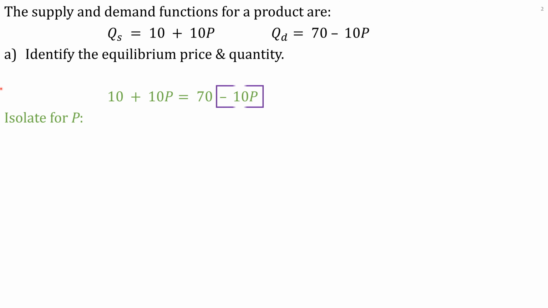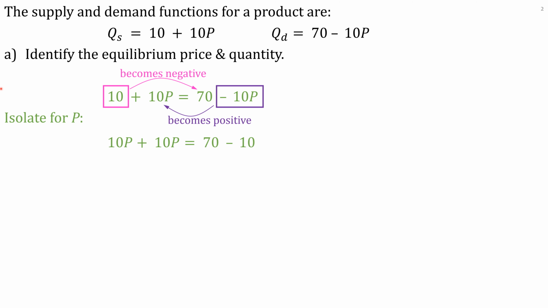Alright, so what it means is that you take your negative 10p and you move it to the other side. Notice that whenever you move something to the other side, it changes sign. Here, because it's negative, it's going to become positive. And you take your 10 and you move it to the other side, this time it becomes negative. So what you get is your 10p plus a new 10p equals 70 minus 10. You simplify that, you get 20p equals 60.